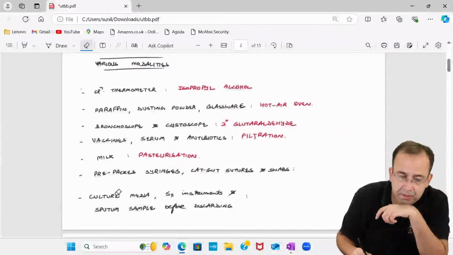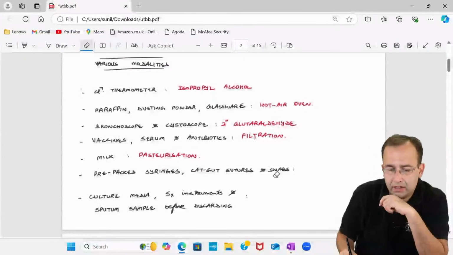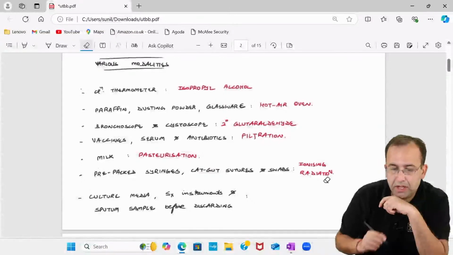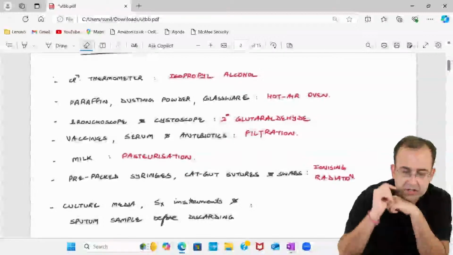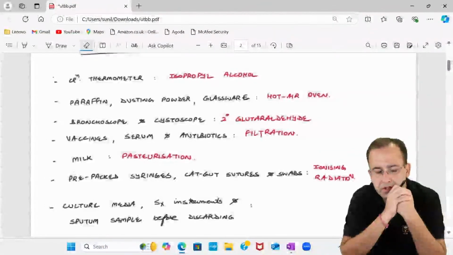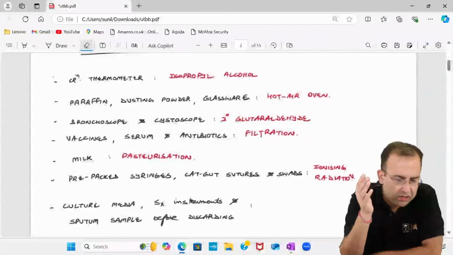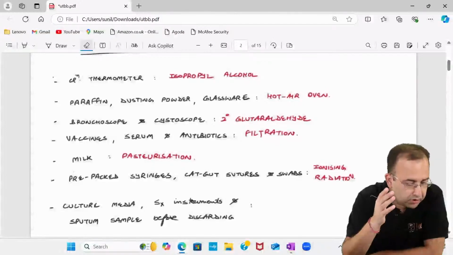Pasteurization. Pre-packed syringes, catgut sutures, and swabs, which is by ionizing radiation. And lastly, all the culture media, surgical instruments, sputum sample before dropping.